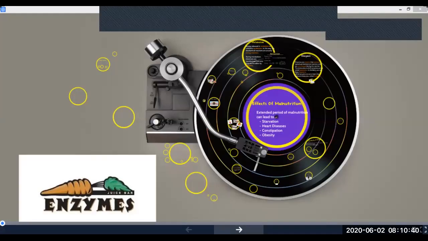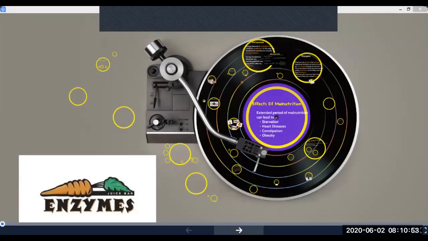We are going to start the second lecture of enzymes, and it is going to be on the mechanism of action of enzymes, how enzymes act. I'm leaving the topic of characteristics of enzymes because I feel first you should know about the mechanism of action.